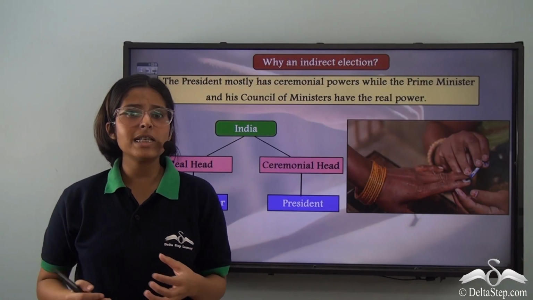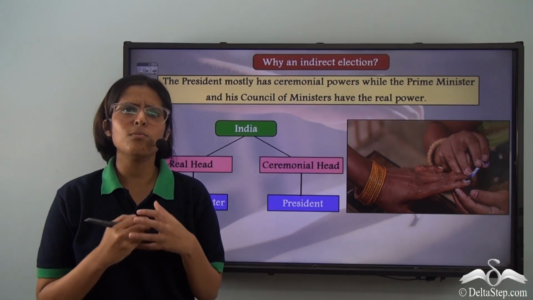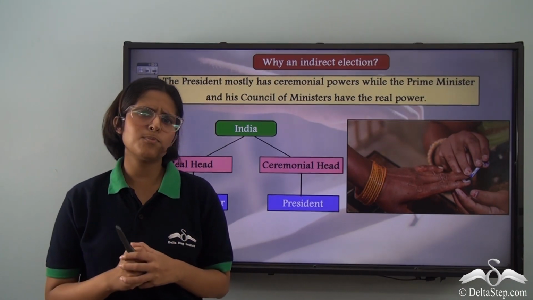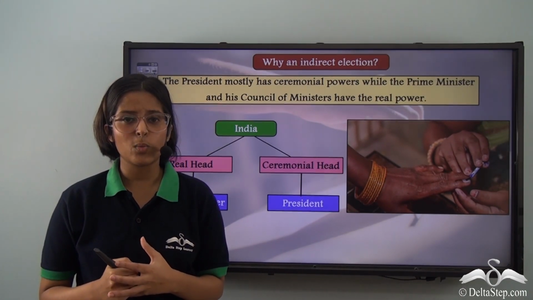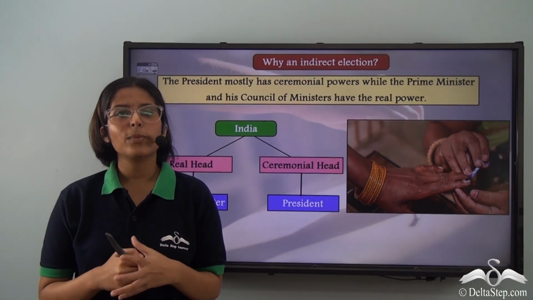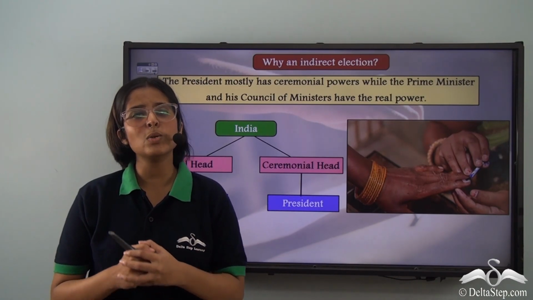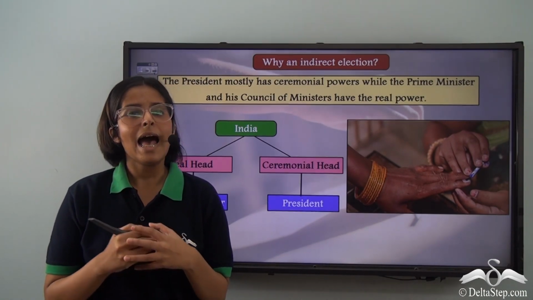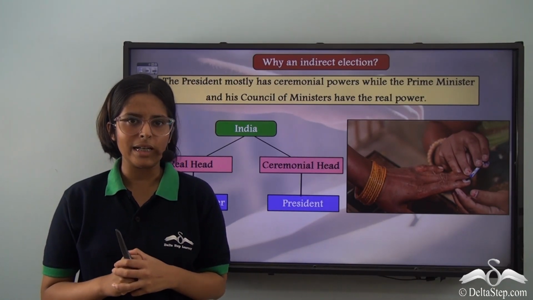Now after all of these calculations and understanding, you must be thinking, why does the presidential election have to be an indirect one? Why can't we just directly elect the president? Well, there are certain reasons why the presidential election has been made an indirect one in India.